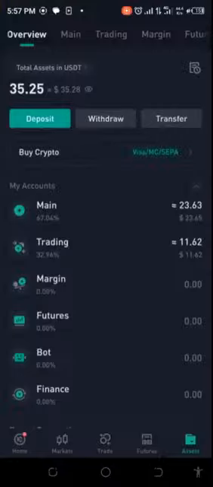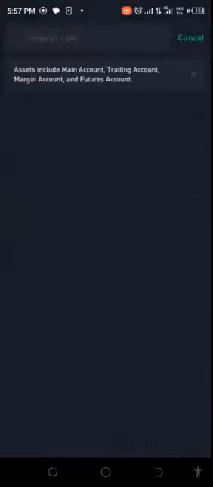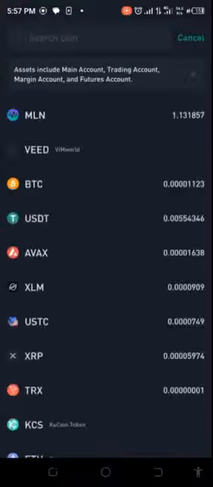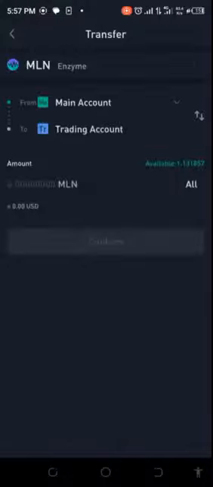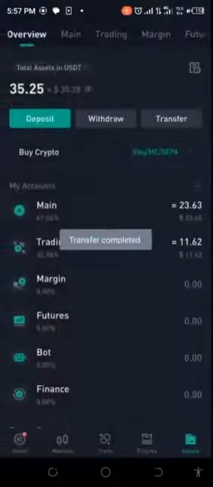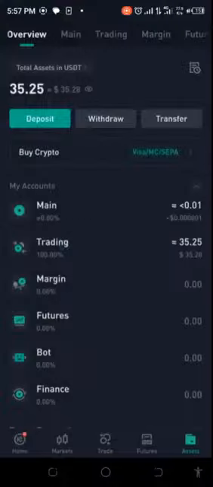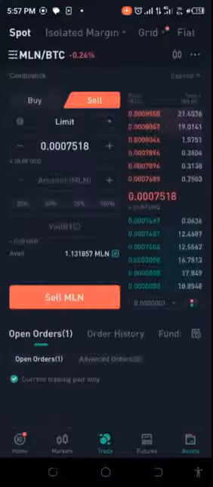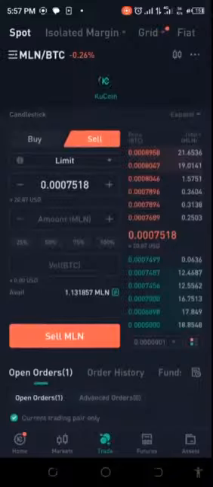So now what we need to do is transfer this. We're going to have to transfer this, right? So what do we have here? We have 1 point, okay, let's put all, and let's see, 1.13. So we're just going to put that 1.1318. Oh, I love that sound. So we're going to go over to trade now. When we do this, we're going to see everything here.